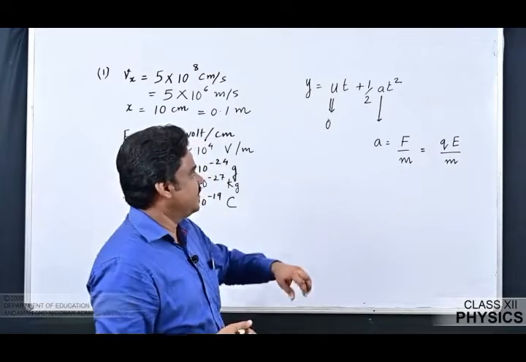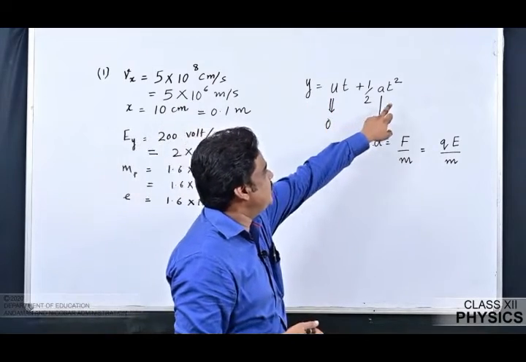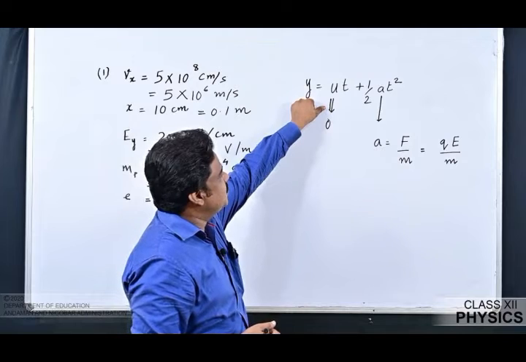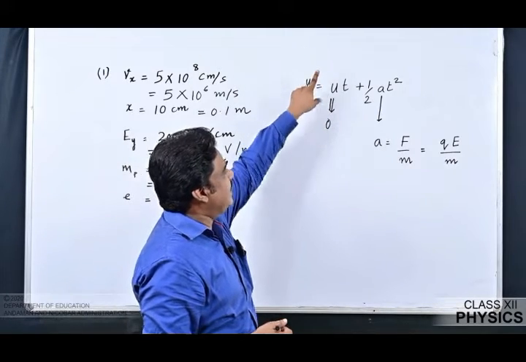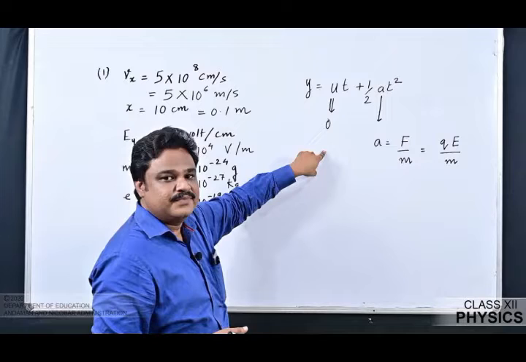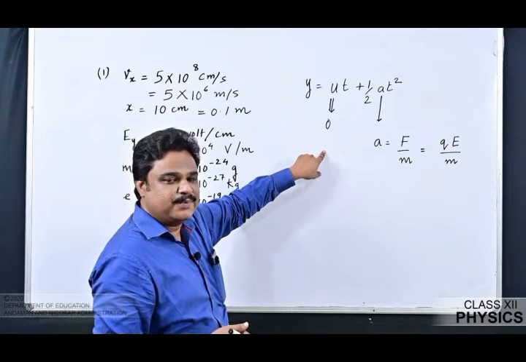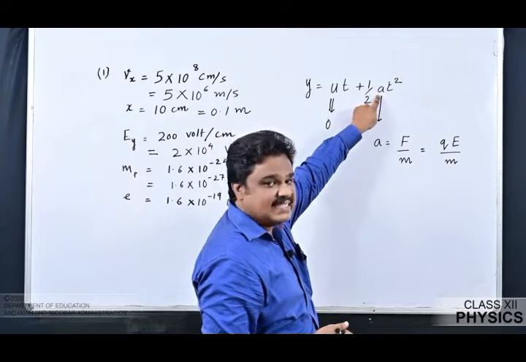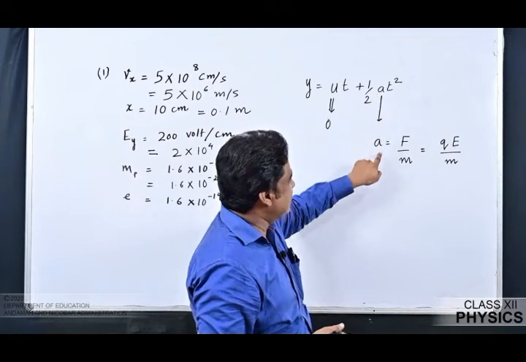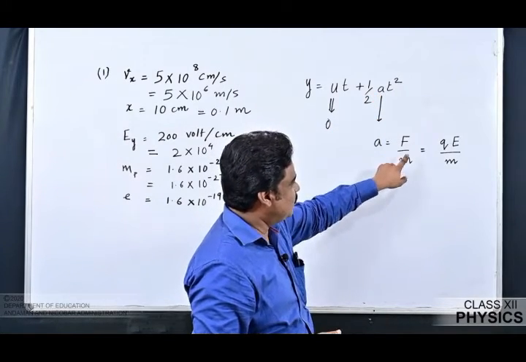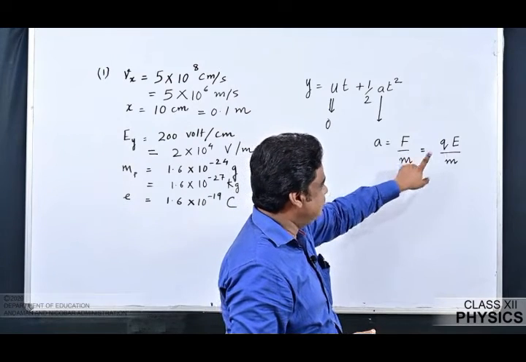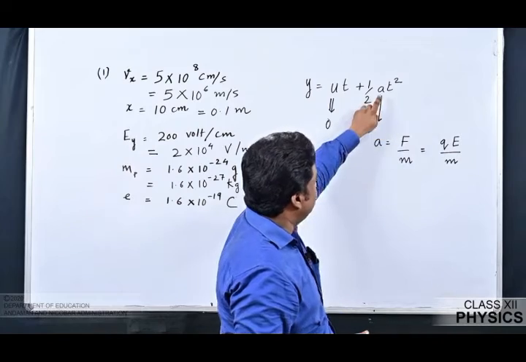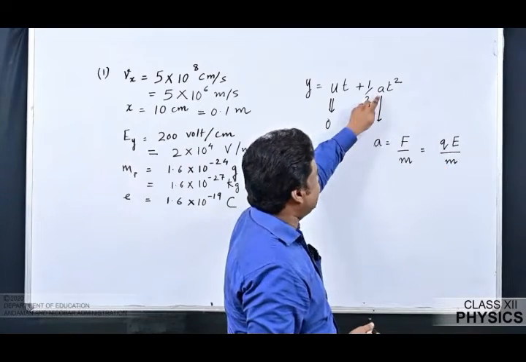So what is the formula for y? Once again, y is ut plus half at square. What about the value of the initial velocity of the charged particle along the y-axis? We know it is 0. Obviously it accelerates along the y-axis, so acceleration is force by mass. The force on the charge in the electric field is F equal to QE, so a is QE by m. By using this formula I can calculate a.